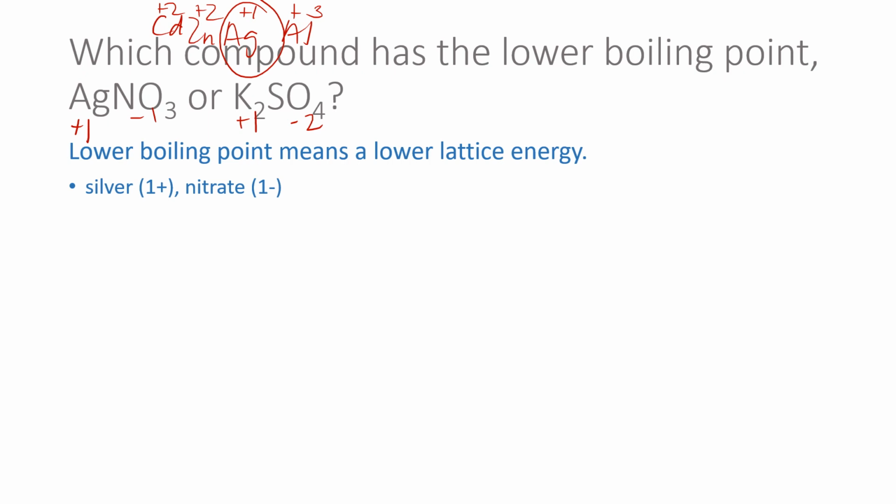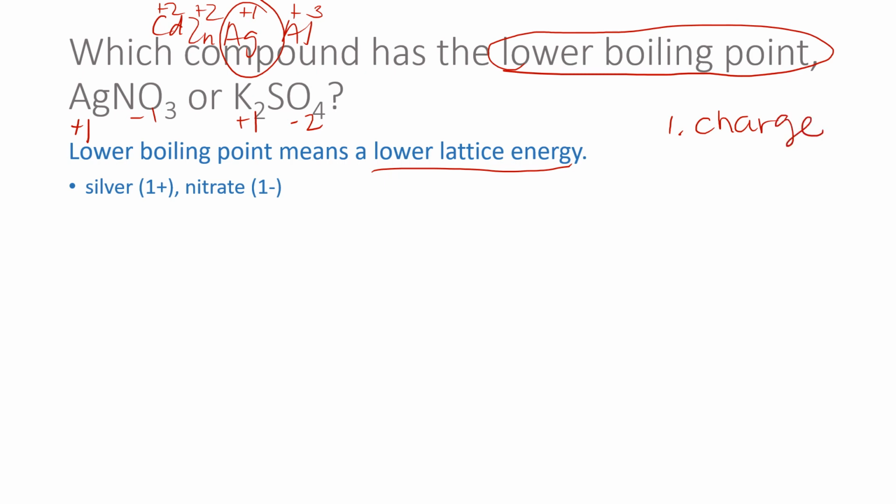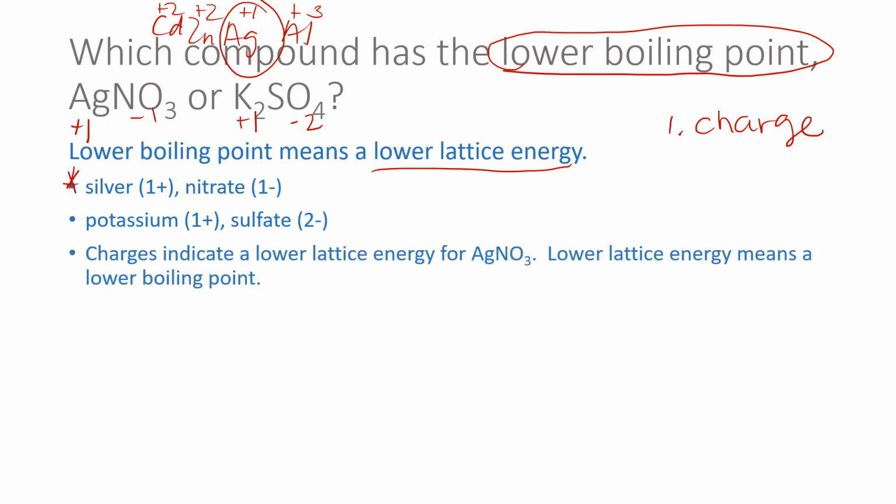But our question's asking which has the lower boiling point, so we're going to look for the one with the lower lattice energy. And remember, the first thing we always compare is charge. Now, if we're looking at the charge between potassium and sulfate, which one has the lower one? It's this one right here, silver nitrate. That means it has a lower lattice energy, meaning it has the lower boiling point. And if they were the same, the second thing we would go into is the size, but we already got it covered with the charge.